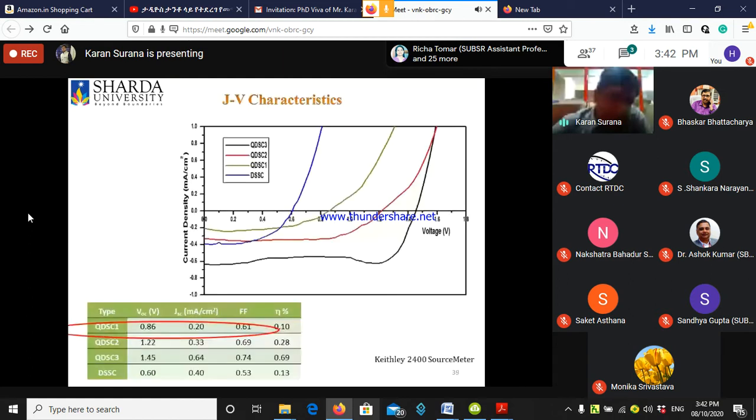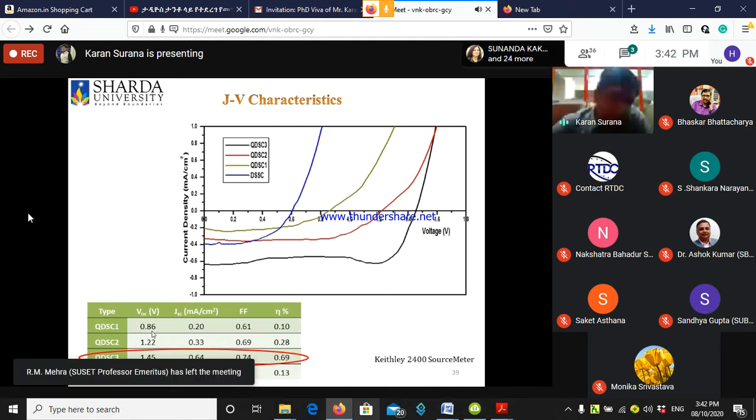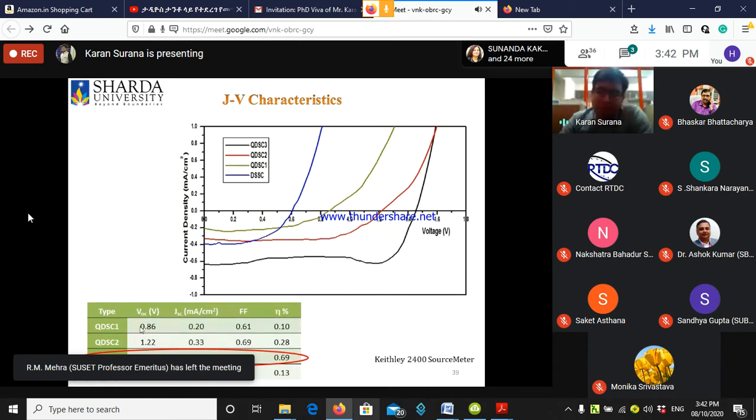Devices, the solar cells which were prepared. In the first set, 3 different devices were prepared using 3 different ratios of the quantum dots. For QDSC1, we obtained a VOC of 0.86, next 1.22, and in the third one we obtained a VOC of 1.45. So we can see that we have been able to tune the band alignment, which led to the increase in the open circuit voltage of the solar cells.